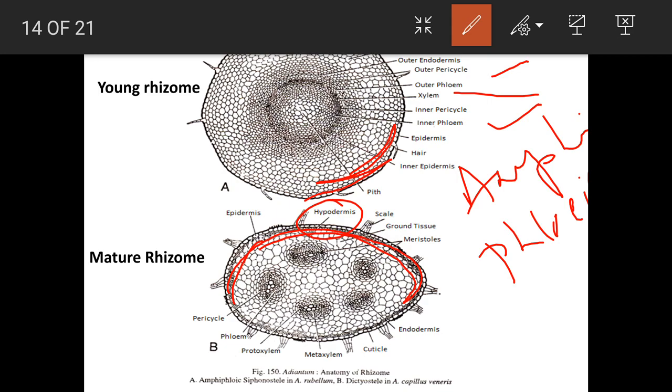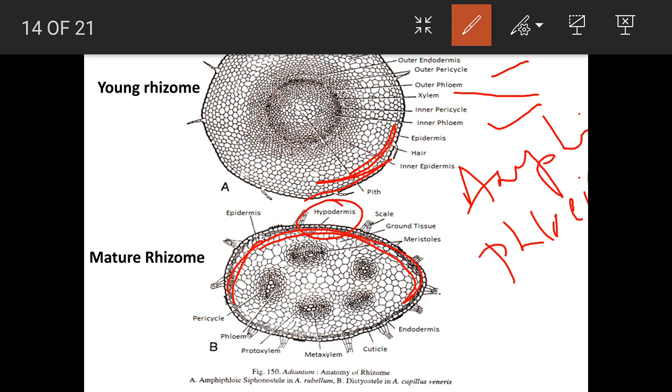Next to that, in case of amphiphloic siphonostele, one thing you know, siphonostele means pith is present, and you call it amphiphloic because on both the sides of the xylem phloem is present. Because of this, all the regions you are going to differentiate into two regions. That is, starting from the outside you are going to label it as outer endodermis, outer pericycle, outer phloem, xylem, inner phloem, inner pericycle, and inner endodermis. This is how we are going to differentiate in case of the amphiphloic siphonostele.